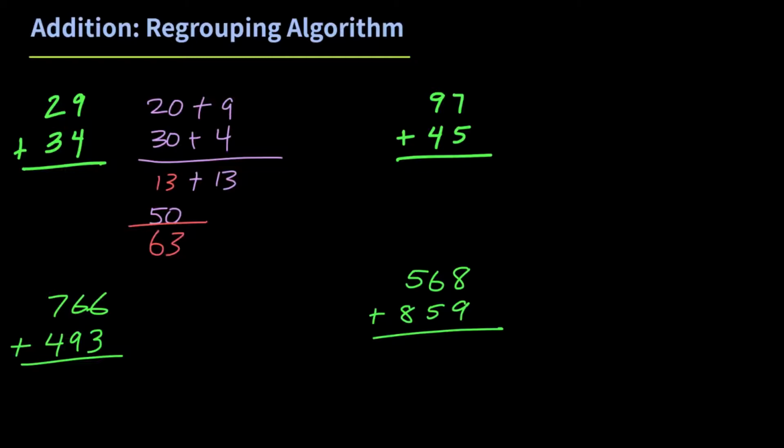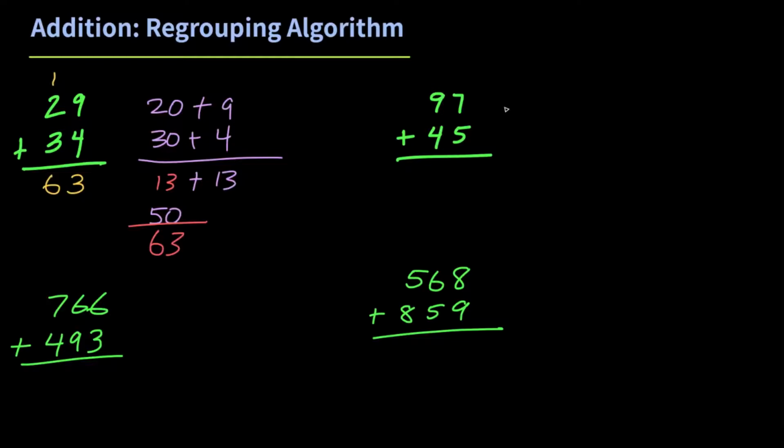Now, the regrouping algorithm saves us a lot of time, so we don't have to do all these extra steps. So we're going to look how to do it without all those extra steps. So first we have 9 plus 4. Well, we found out that that's 13. So we're going to write it like this: 3 in the ones, and we carry that 10 over to the tens place. Now we have 10 plus 20 plus 30, 60. So 29 plus 34 is 63.